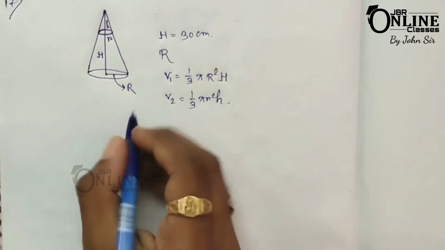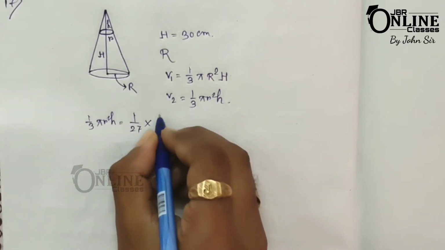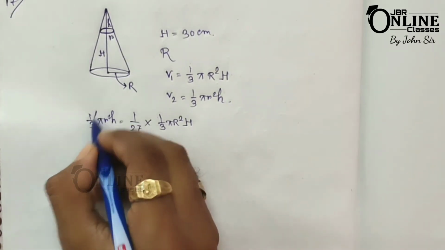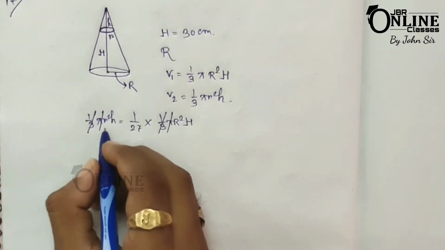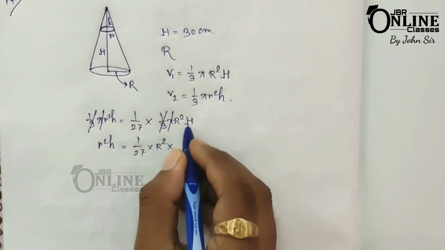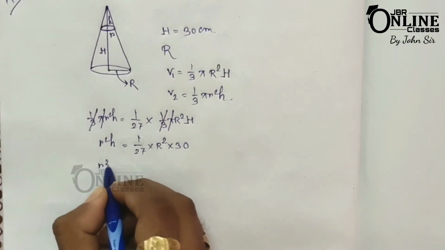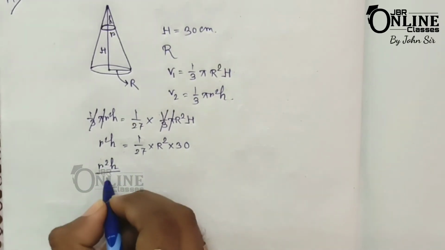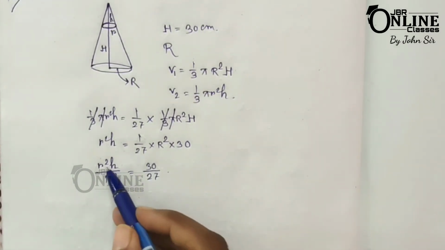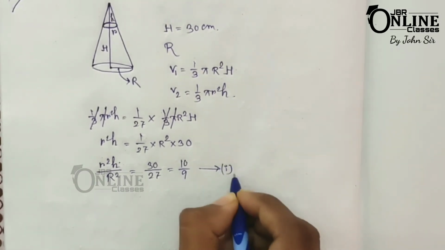Now according to the problem, 1 by 3 pi r square h is 1 by 27th of the bigger cone, that means 1 by 3 pi capital R square H. So 1 by 3 cancels out, pi cancels out, and then here r square h equals 1 by 27 into capital R square, and here capital H equals 30. So r square h by capital R square equals 30 by 27, so that equals 10 by 9. So 10 by 9, put number 1.